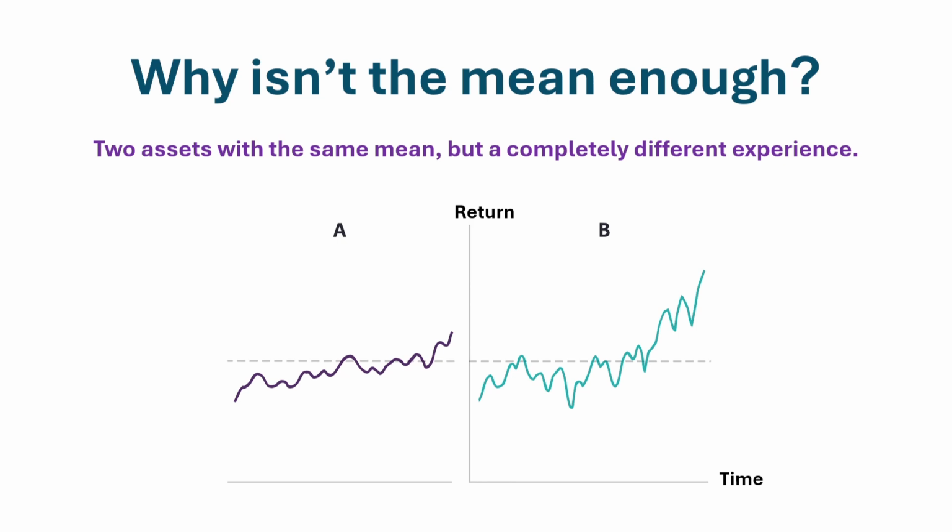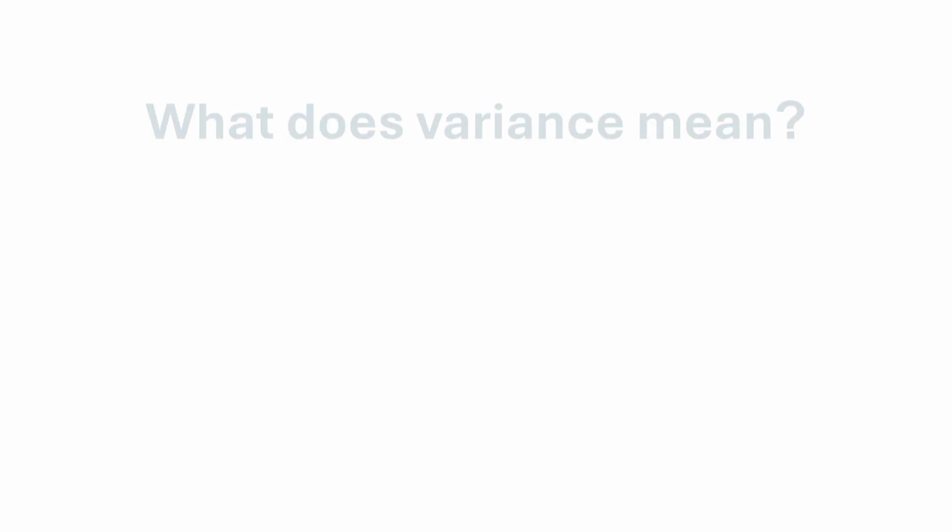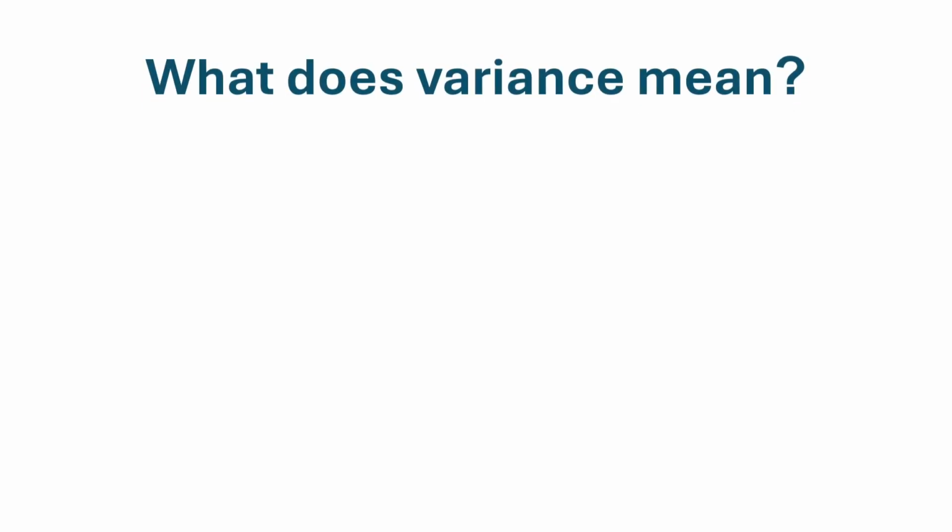This is exactly where the mean no longer helps us, and this is where we need to use a stronger tool: variance and standard deviation. It means measuring how large those fluctuations really are. Before we get into the formula, let's simply understand what variance means.